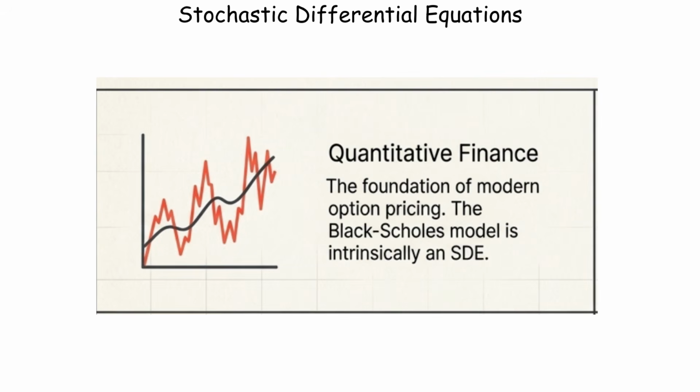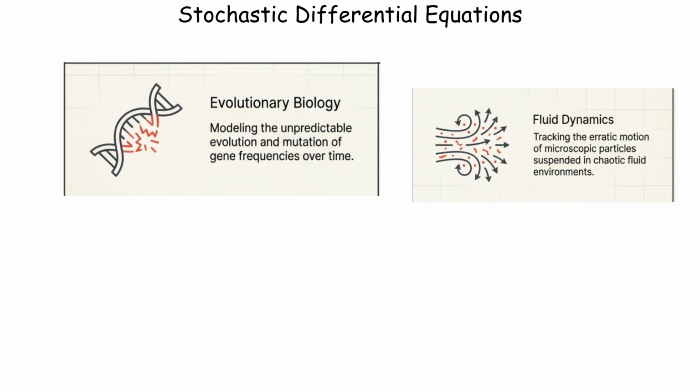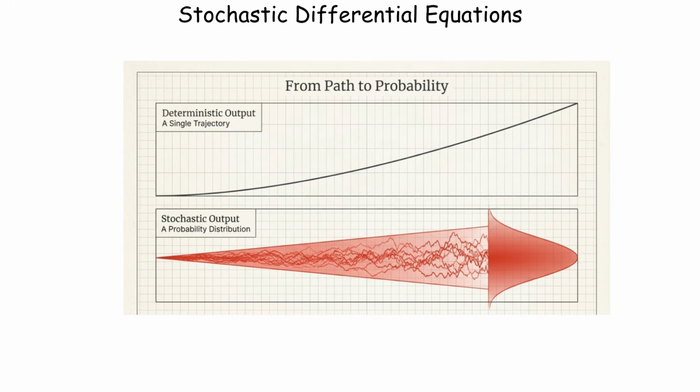The Black-Scholes model for option pricing is an SDE. They also describe the motion of particles in fluids, the evolution of gene frequencies, and noise in electronic circuits. Solving an SDE means finding the probability distribution of outcomes, not a single deterministic trajectory.